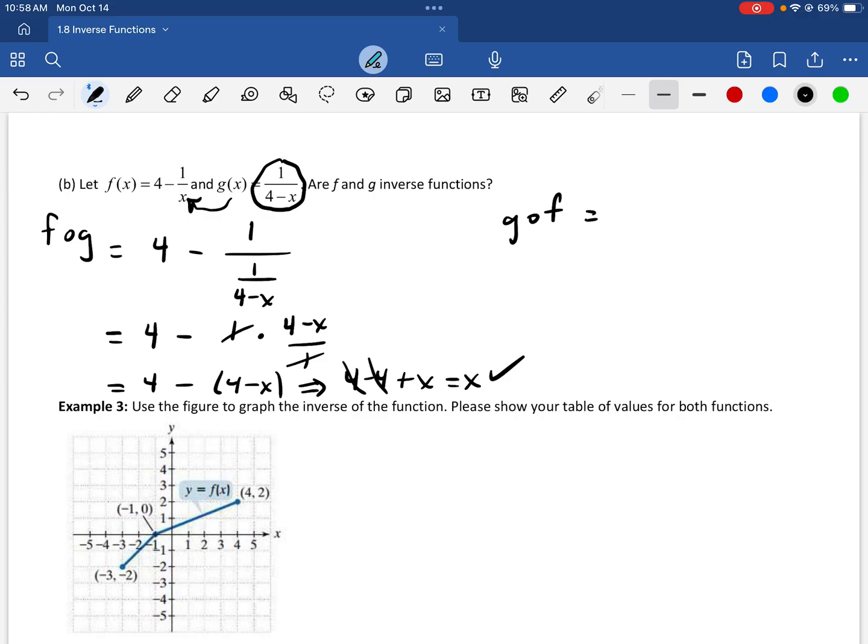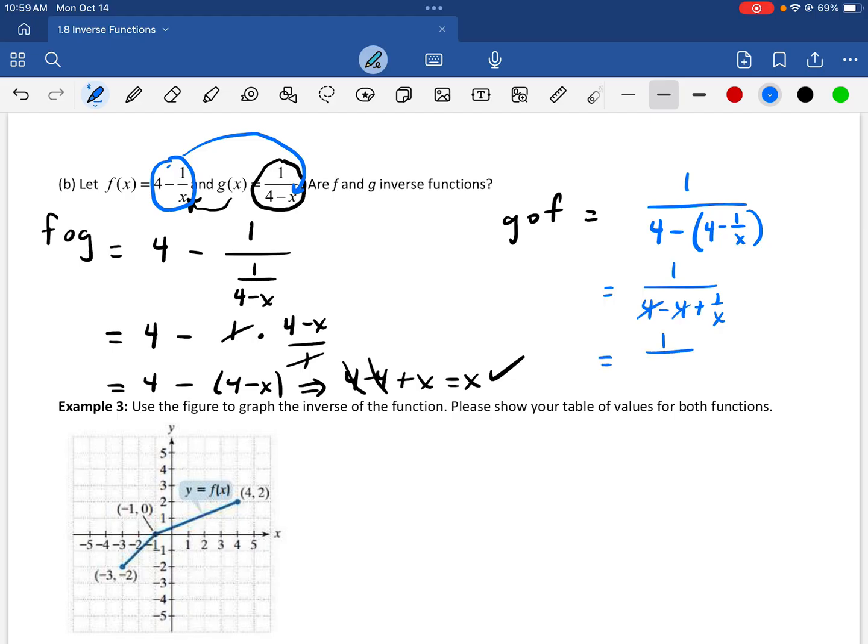We'll do the same thing, go the opposite direction. We're going to take function f, and we're going to put it in here for x. So let's see, doing some simplifying here. It's going to be 4 minus 4 plus 1 over x. 4's are going to cancel. We're going to get 1 over x. Again, we can do keep, change, flip, which then the ones cancel, leaving us with just x, which is what we wanted. So yes, they are inverses.